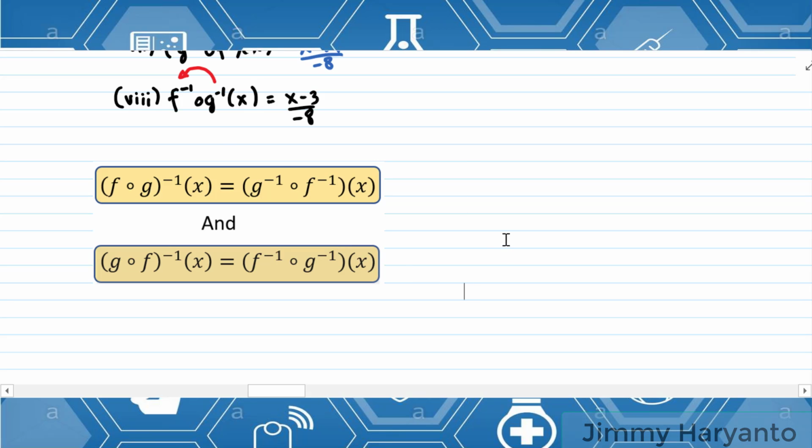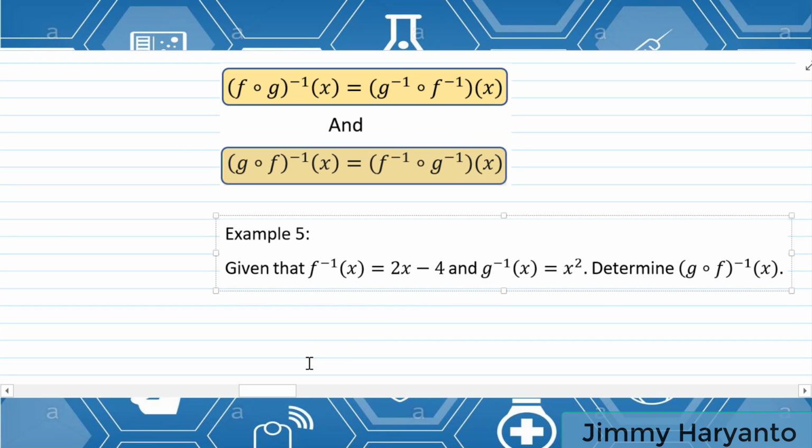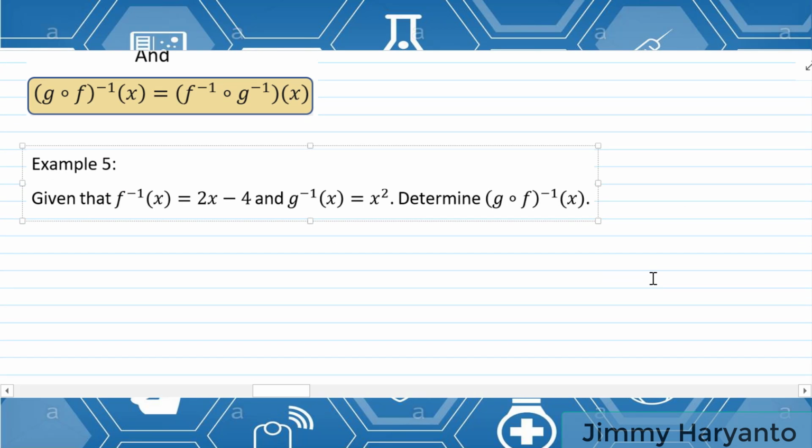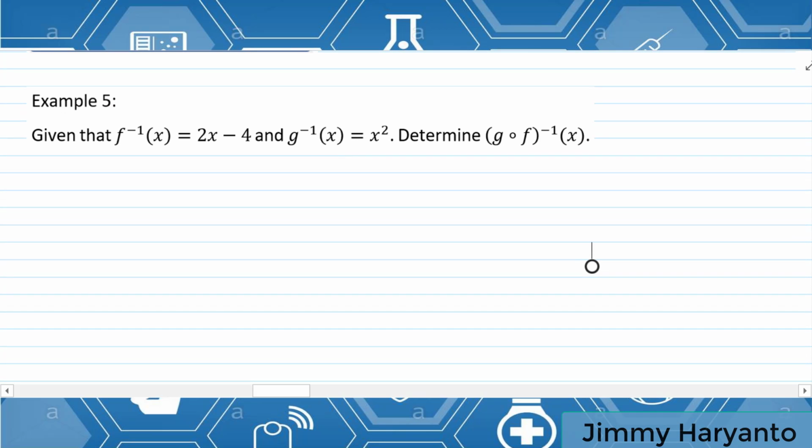Oke, ini gunanya buat apa? Buat ini, example number 5. Tadi 5 ya. Ini harusnya 6. Oke. F inverse equals to 2x minus 4. G inverse equals to x squared. And the question wants us to find G of f inverse x.